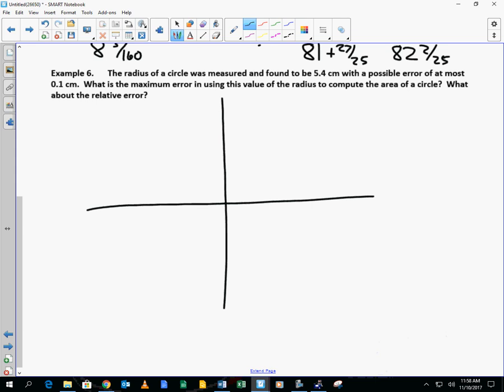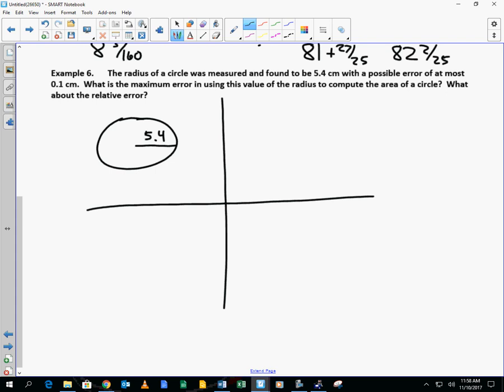Anyway. All right, so we've got a circle. I'm used to related rates of change. We have a circle, and it's measured, and we find that the radius is 5.4. Now, you measure a circle, and you realize, well, how accurate is that 5.4? And they say that it's a possible error of 0.1 centimeters.